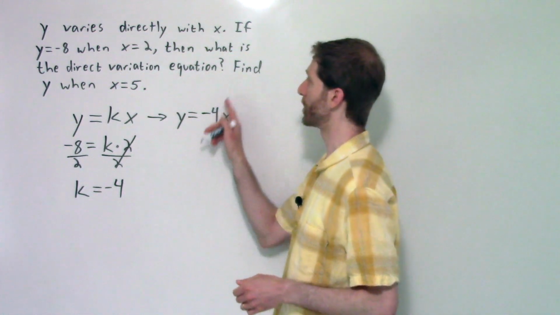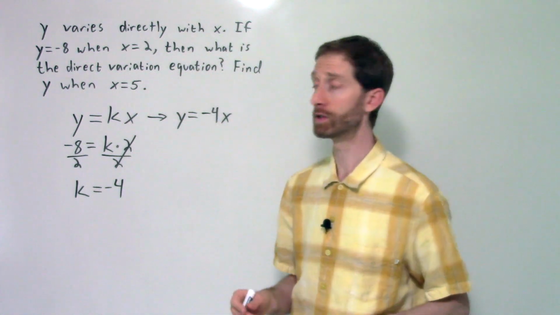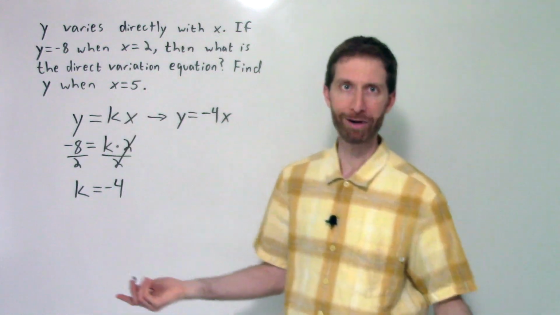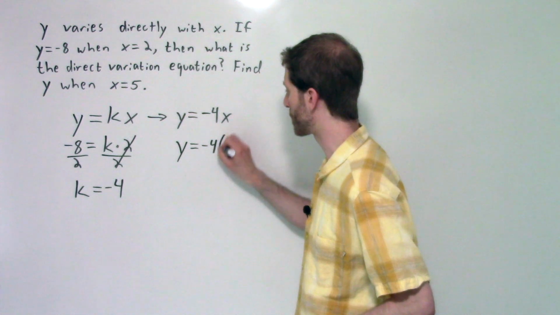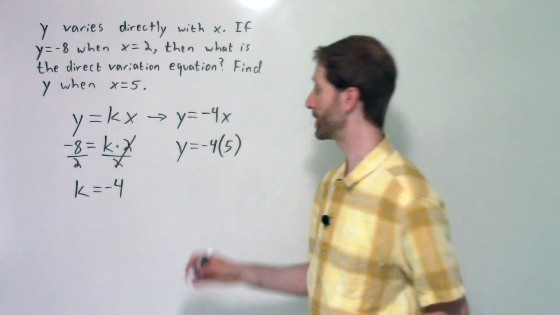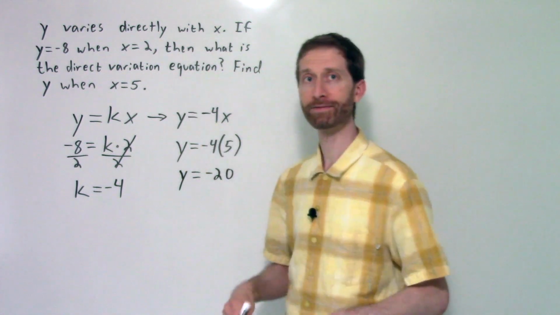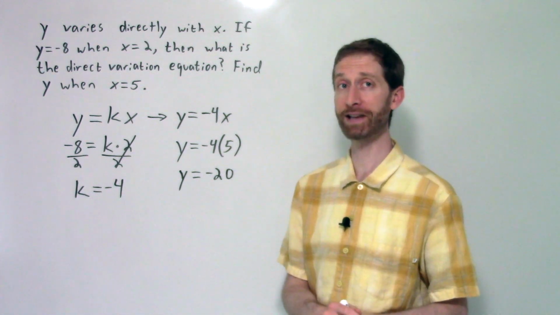So now that I have that equation, we're then asked to find y when x is 5. So don't memorize what to do. What could we do with 5? We could plug it in and that would give us y, our answer. So y is equal to -4 times 5. -4 times 5 is -20. So y is equal to -20 when x is 5. And there you have it, folks. We've solved the problem, translating it one little piece at a time.